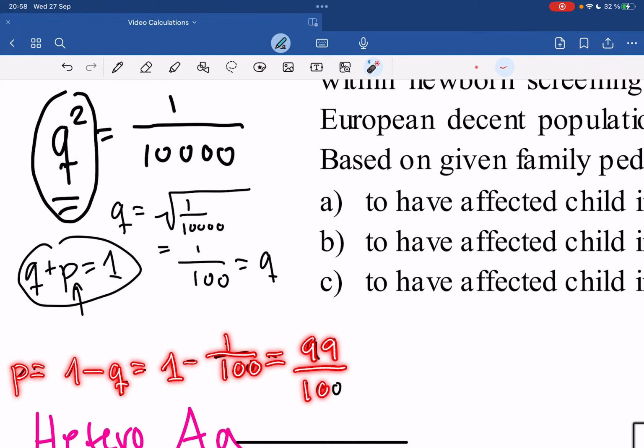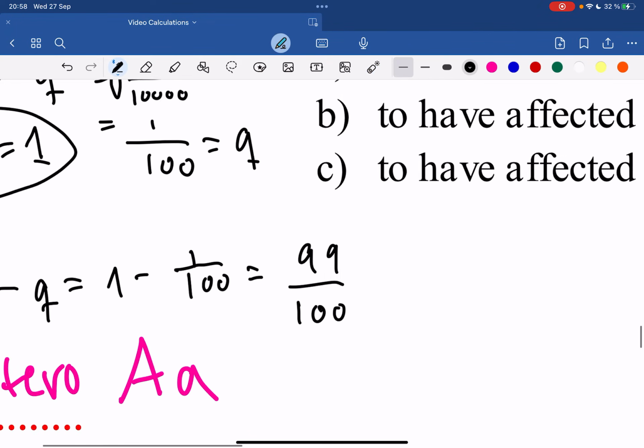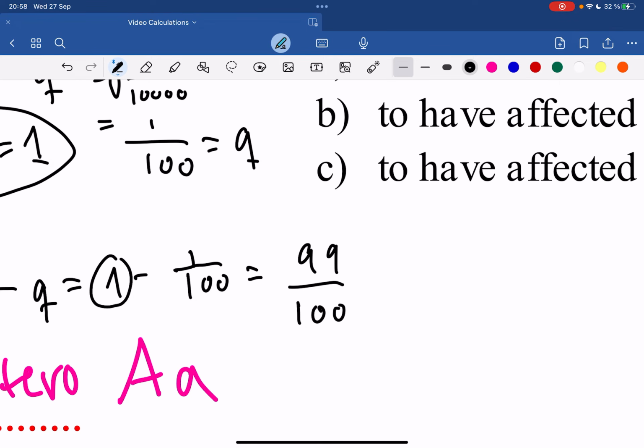Which is equal to 99 out of 100. A lot of people make a mistake here. Remember that 1 is, in this case, equal to 100 over 100. And 100 over 100 minus 1 out of 100 is, of course, 99 out of 100. Don't make a simple math mistake here. But if you do, I'm pretty sure the professor is going to give you full points anyway, because it's a simple error. It's not like you don't know what you're doing.